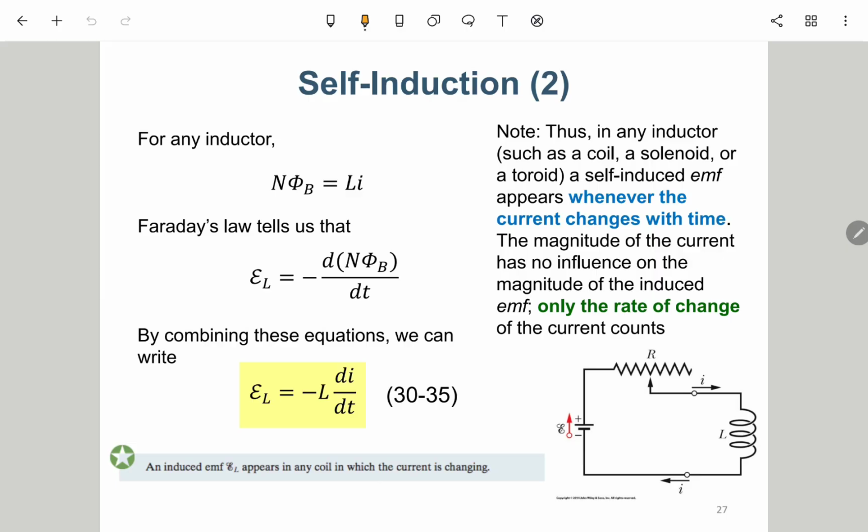Okay, so this is the original definition. If you still remember that equation, it is something like this, a few pages before. We try to move L to the left side and then swap left and right. So we have N phi B equals Li, and then we try to take the derivative on both sides.